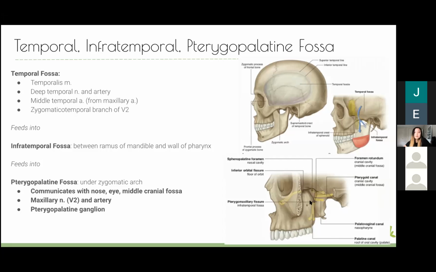It communicates with your nose, your eye, and your middle cranial fossa. Your maxillary nerve and artery runs through there, and you've also got a ganglion there. So just know that lots of things are happening there. It's kind of the point of communication of a lot of things.